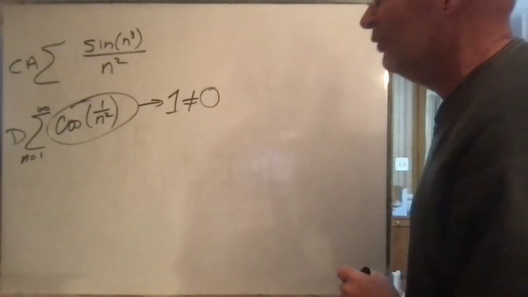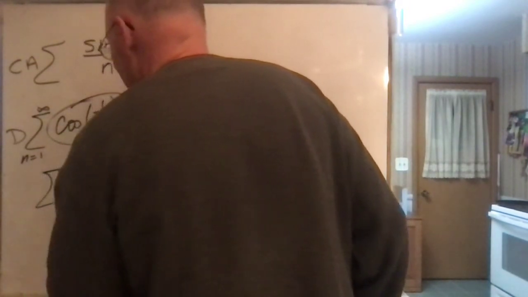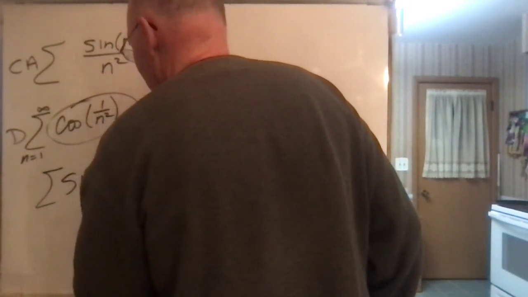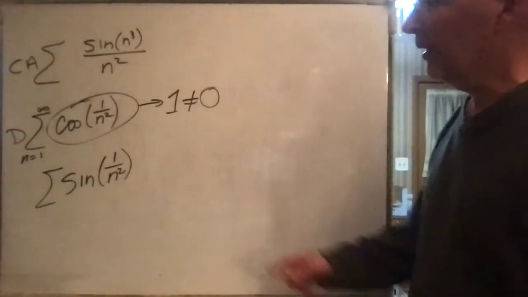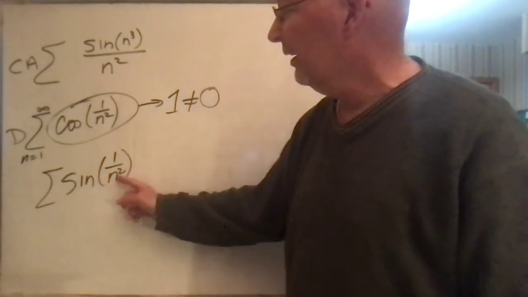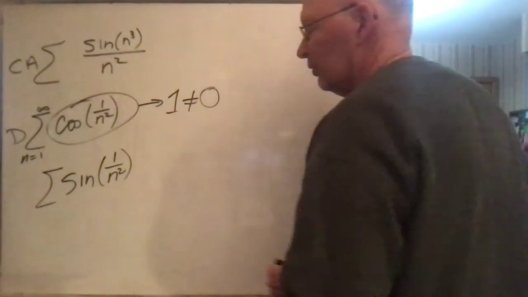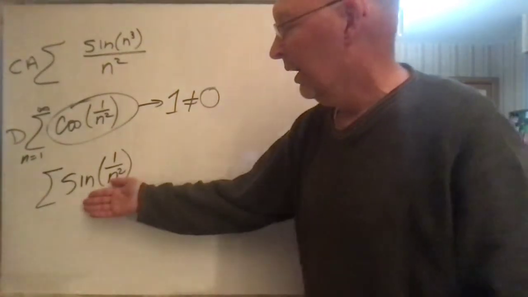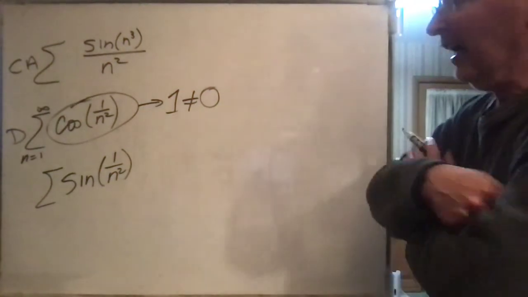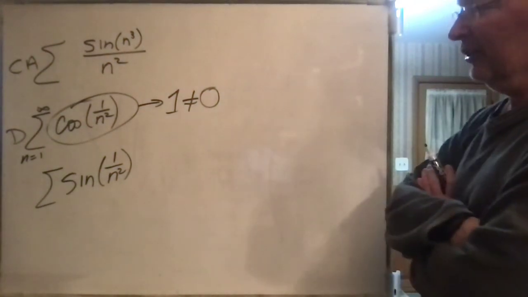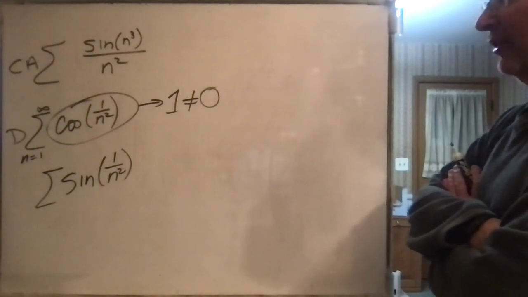Okay? Let's do another one like this. How about this one? What about that one? As n gets big, this thing goes to 0. The sine is going to 0. Since this thing is going to 0, we don't know, right? The question is, how fast is it going to 0?